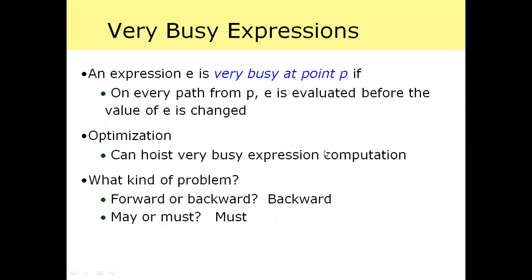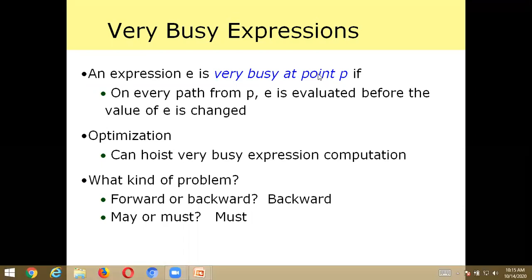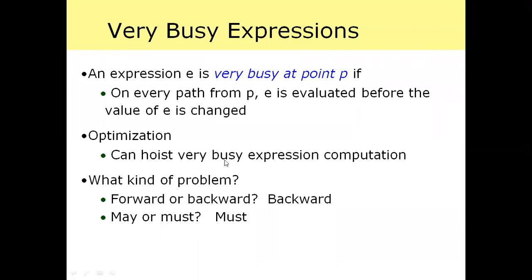We can say it is a busy expression if and only if the condition is satisfied like this. What is the condition here? On every path from P, the expression is evaluated before the value is changed. Make a note of this. Before the value is changed, then we can say that it is a busy expression. After performing the optimization techniques, for a property like busy expression, the output we are expecting is that we can hoist very busy expressions computations. So by performing the optimizations, we can hoist very busy expressions computations.